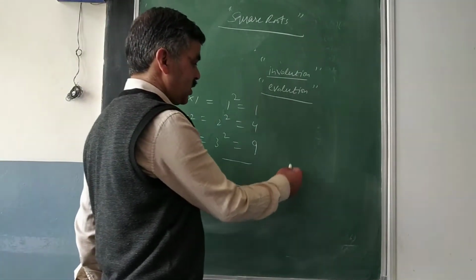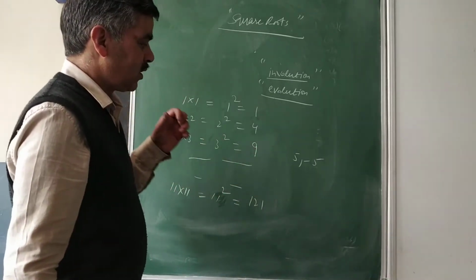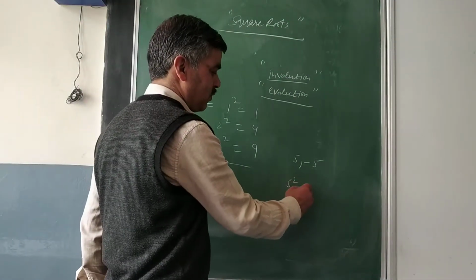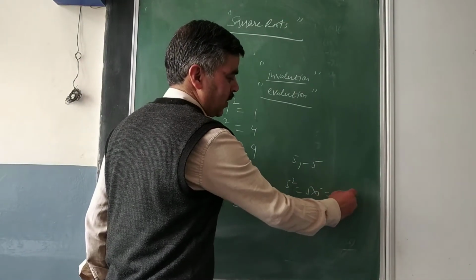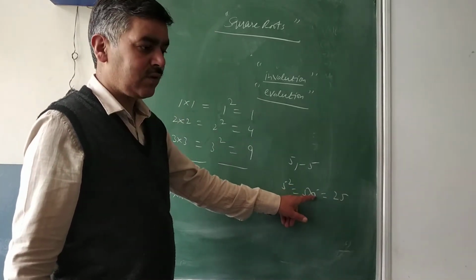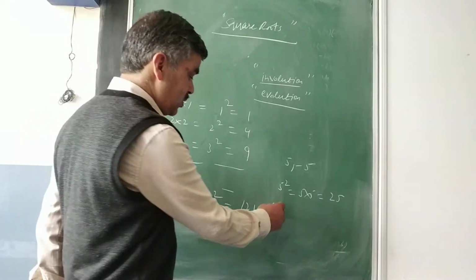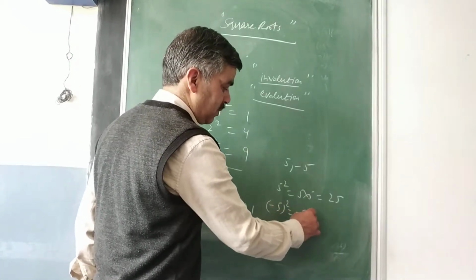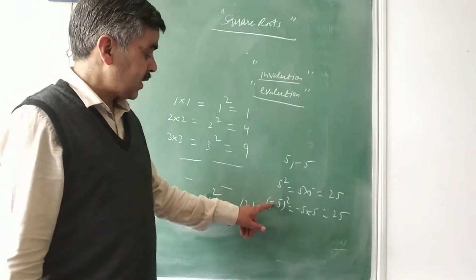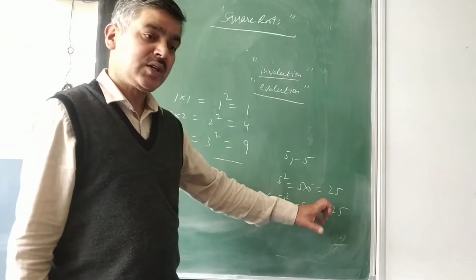Suppose I am saying 5 and minus 5. When I multiply 5 into minus 5, it becomes minus 25. But if I take the square of 5, that is 5 into 5, which results in 25. The square root of 25 is 5. What happens if I take minus 5 square? Again it will be minus 5 into minus 5, which is 25. Very interesting, please remember this: if I take the square of a minus number, it always results in plus.